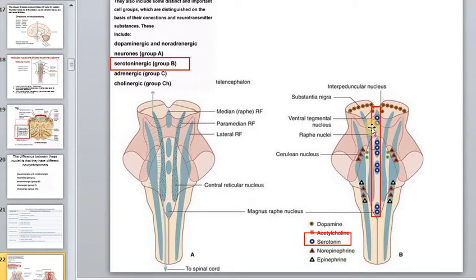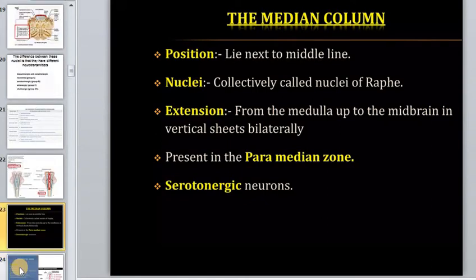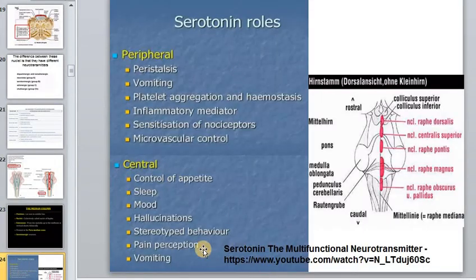And we will start from the central group. As you see in this picture, we have the serotoninergic nucleus, and let's discuss it. Let's remind ourselves of the function of serotonin. I leave a link to this neurotransmitter in the description of this video. Especially, the central roles control appetite, sleep, mood, and even pain and vomiting.